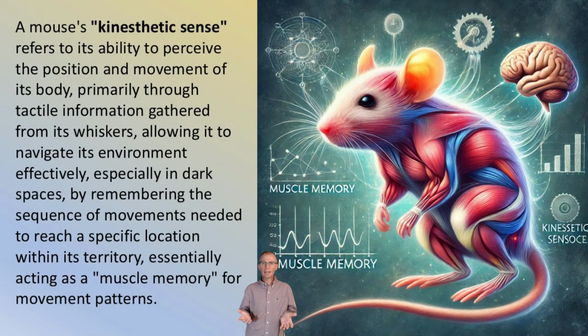A mouse's kinesthetic sense refers to its ability to perceive the position and movement of its body, primarily through tactile information gathered from its whiskers, allowing it to navigate its environment effectively, especially in dark spaces, by remembering the sequence of movements needed to reach a specific location within its territory, essentially acting as a muscle memory for movement patterns.